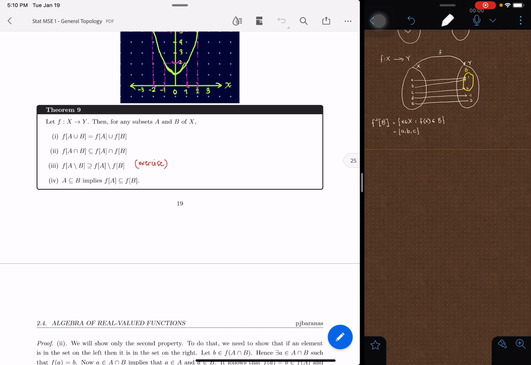Okay, so to show these 4 properties, for example, in number 1, we have equality of 2 sets. So we have to show that one set is a subset of the other, which means papakita natin that yung image ni A union B is a subset of the image of A union the image of B. And we also have to show that the image of A union the image of B is also a subset of the image of A union B.